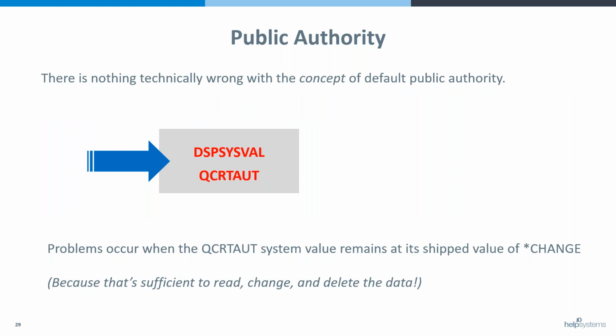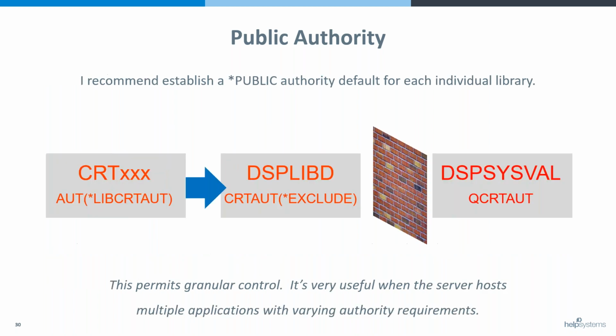Now, conceptually, there is absolutely nothing wrong with public authority. I'm actually a big fan of it. The challenge is that the Q create authority is predefined by IBM as a value of star change, which I'm not a fan of, because that means that if I just create stuff willy-nilly on the system and I don't override any of the public attributes, the authority settings, that change permission is going to allow the user to run programs, see data in a file, change data in a file, and delete data in a file. One could argue that there's very little extra that a user could ever need to do beyond that, and that's the default permission that we've been given.